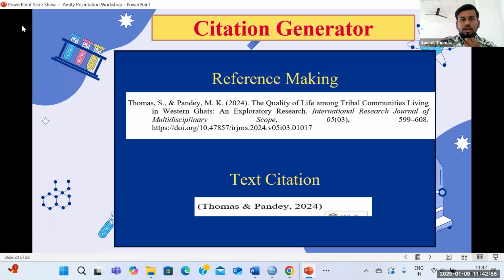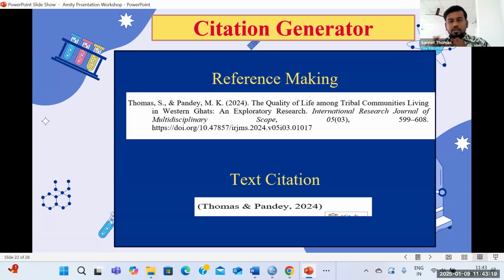In reference making, there are two important things. Suppose you are collecting information from a journal article or any textbook or wherever it is, you have to add these references under your references section or bibliography section. The first one is reference making.